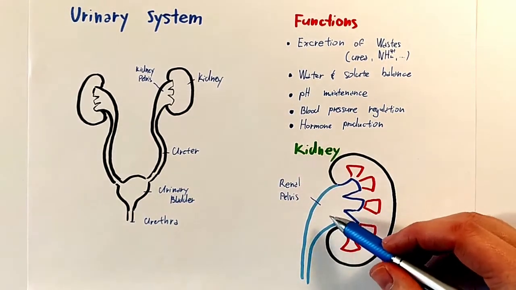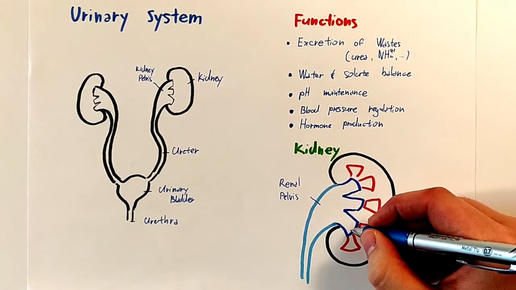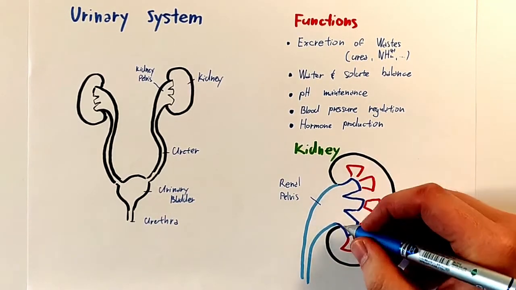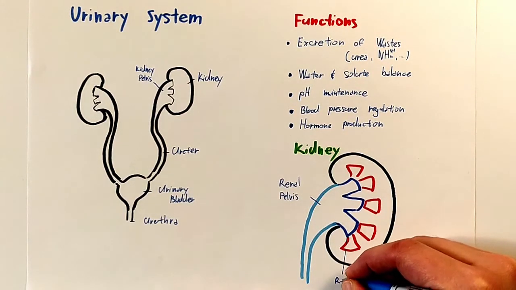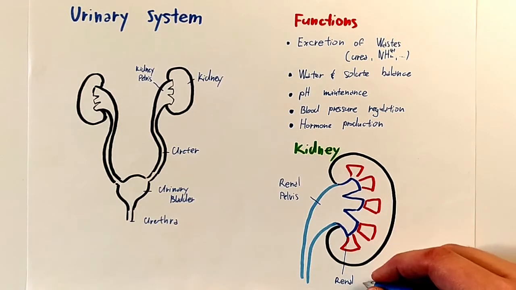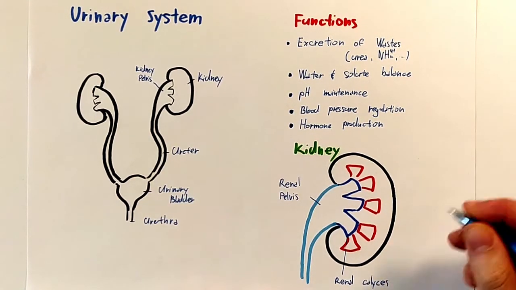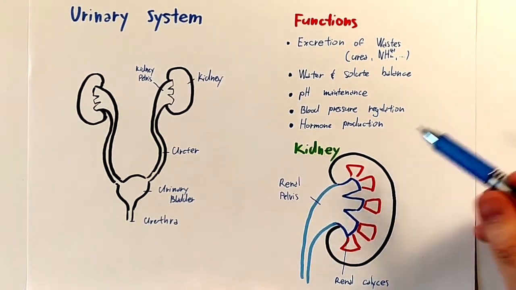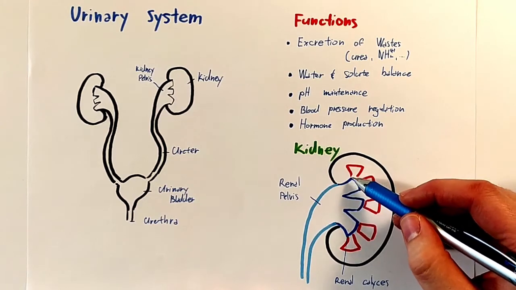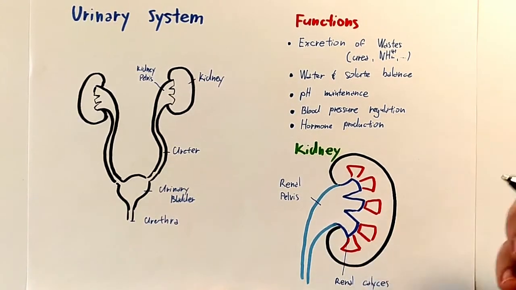Okay, and the renal pelvis branches into several calyces. So this is one calyx and several calyces, so renal calyces. They are pretty much like hollow tubes that take the urine away from the kidneys into the renal pelvis, then into the ureter, bladder, and out.